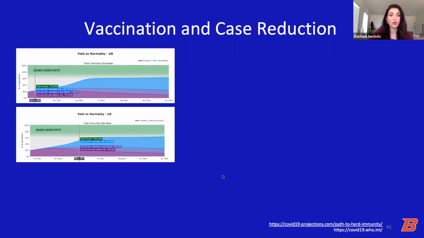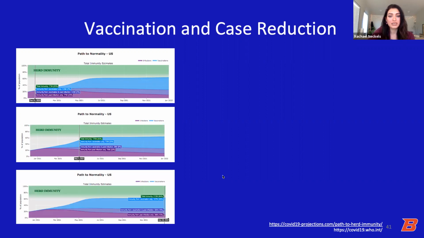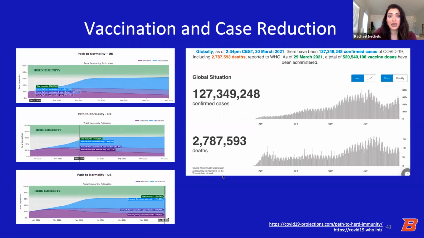So if we move forward one more step, we can see that by the end of 2021, in about December, we are hoping to reach that 60 to 70% herd immunity. So if we go next, I wanted to just look at what the numbers actually are. Our global situation right now is 127 million global cases of COVID-19 with about 2.8 million deaths.